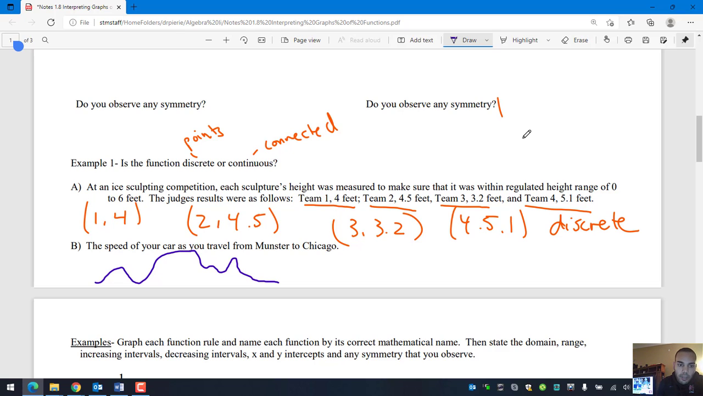So because I can connect my speeds with one smooth line, this is an example of a continuous situation. This would not be individual points. This would be one smooth line that can connect my speed the entire time.